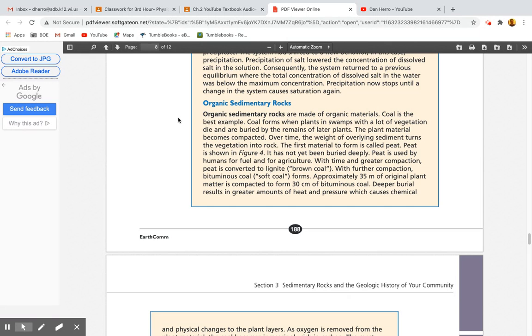Organic sedimentary rocks. Organic sedimentary rocks are made of organic materials. Coal is the best example. Coal forms when plants in swamps with a lot of vegetation die and are buried by the remains of later plants. The plant material becomes compacted. Over time, the weight of overlying sediment turns the vegetation into rock. The first material to form is called peat. Peat is shown in figure 4.